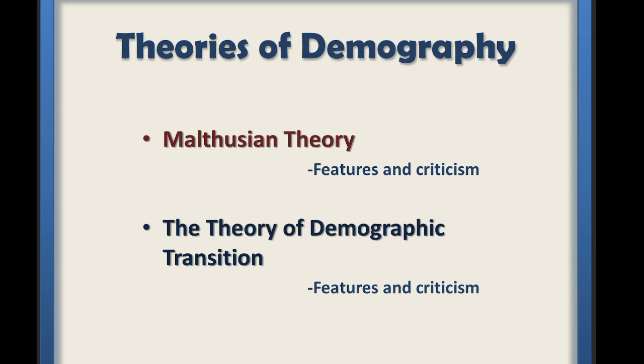Now, let's look at the second theory, that is the theory of demographic transition. The demographic theory of transition focuses on three stages of population growth. The first stage is marked with low population growth in the society. That is, there are high birth and death rates. This society is an underdeveloped and technologically backward society.